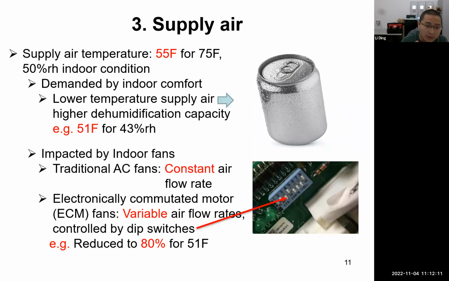The third is the supply air. The supply air temperature is normally 55 Fahrenheit for 75 Fahrenheit indoor air temperature and 55 relative humidity. This temperature, as we said, is demanded by the indoor comfort air condition. On the right side, you can see that condensation will occur at low temperature. So low temperature supply air means higher dehumidification capacity. For example, if we decrease the supply air temperature from 55 to 51, we can decrease the room relative humidity from 50 to 43.